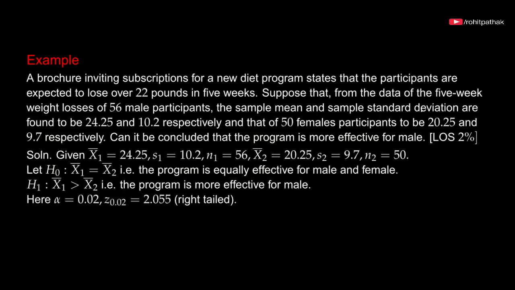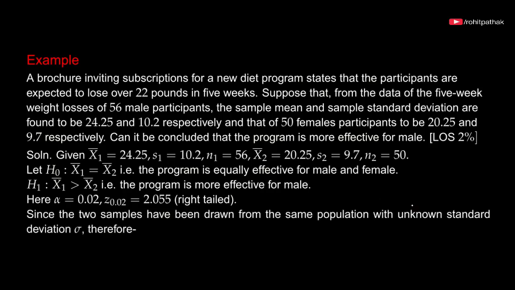Here we set H1 as x1 bar greater than x2 bar, that means the program is more effective for male. Now the level of significance is 0.02, that means the critical value corresponding to 0.02 is 2.055. So here we have to apply the right tail test, because the alternative hypothesis is x1 bar greater than x2 bar. So this value is 2.055 corresponding to 2% level of significance. So this area is 2% and this is the region of acceptance.